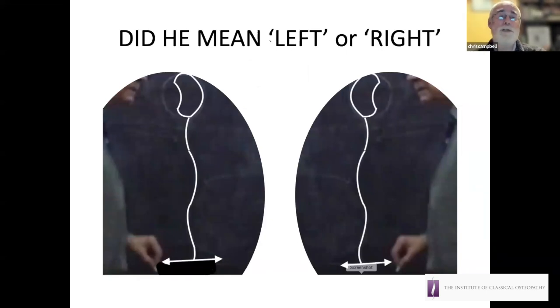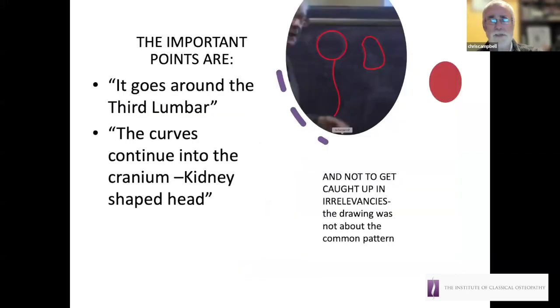Which brings us back to this point, did he mean right or left? Now the picture on the left here is taken from a screenshot of what he had drawn on the board during this lecture about the cranial technique. If you look at it that way, you say, okay, this is convex to the left, the way he had drawn it. And then you ask yourself, well, what was he trying to say? He was actually talking about these curves continuing up into the cranium.